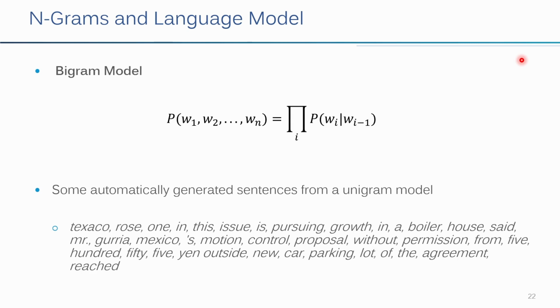On the bigram model, we see that things start to form a bit better, in which we consider not only the word itself, but the previous word. Right? And of course, I didn't mention, but we can grow this to trigrams, 4-grams, 5-grams, and so on and so forth.